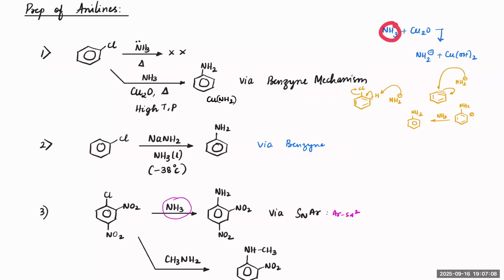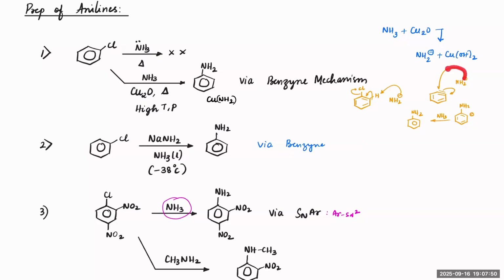How does it operate? It is like this. Ammonia will react with Cu2O. It will convert into NH2 minus, and this Cu2O will become Cu2OH twice. Now this NH2 minus is in fact a strong base. So this NH2 minus will take H plus, and the electrons push to make a triple bond, leaving behind Cl minus. This triple bonded form that you get is called benzyne. Got it? Clear?